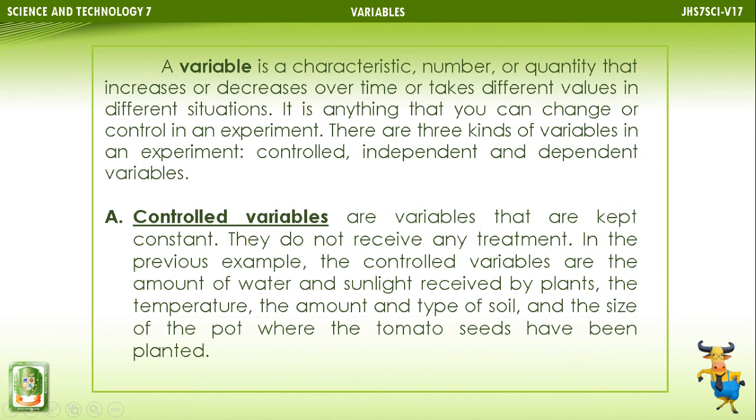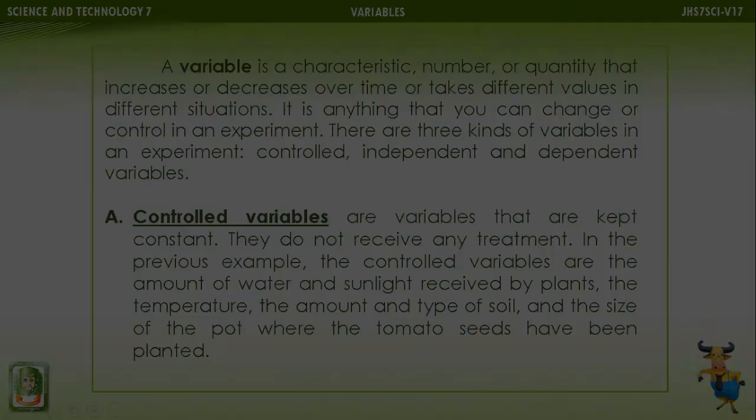A variable is a characteristic, number, or quantity that increases or decreases over time, or takes different values in different situations. It is anything that you can change or control in an experiment. There are 3 kinds of variables in an experiment: controlled, independent and dependent variables. A. Controlled variables are variables that are kept constant. They do not receive any treatment. In the previous example, the controlled variables are the amount of water and sunlight received by plants, the temperature, the amount and type of soil, and the size of the pot where the tomato seeds have been planted.